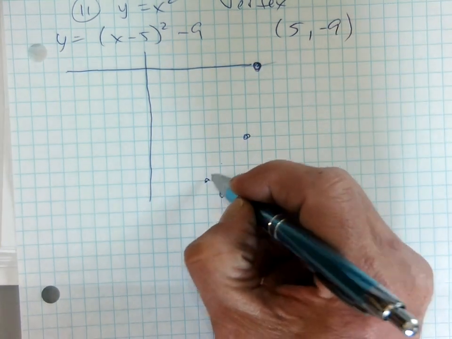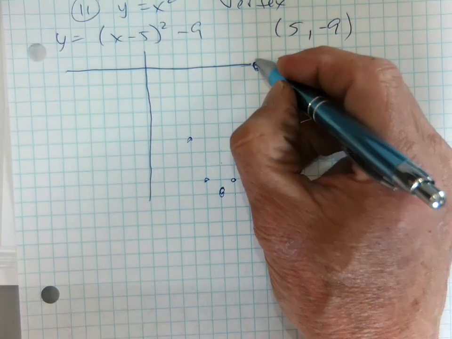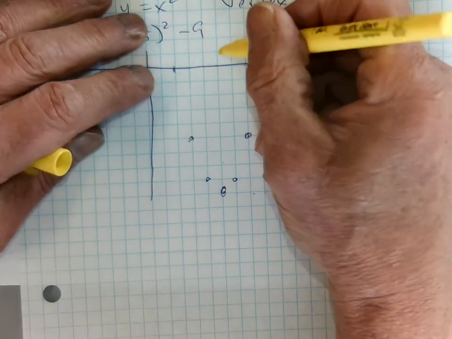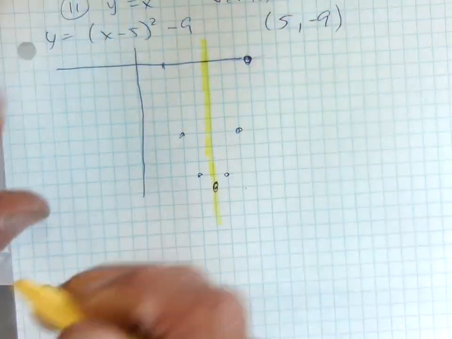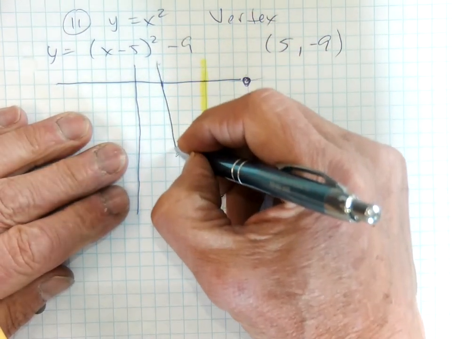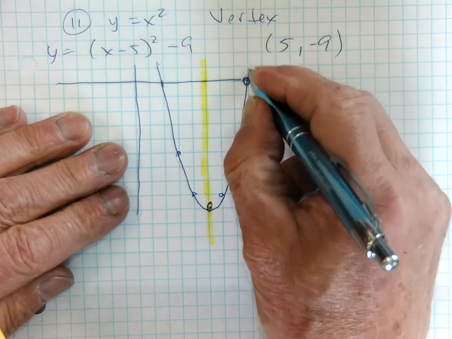And of course I know it's symmetrical, right? I know it's symmetrical over the line of symmetry. It's right there in the middle on the vertex. So that's what I get, okay?